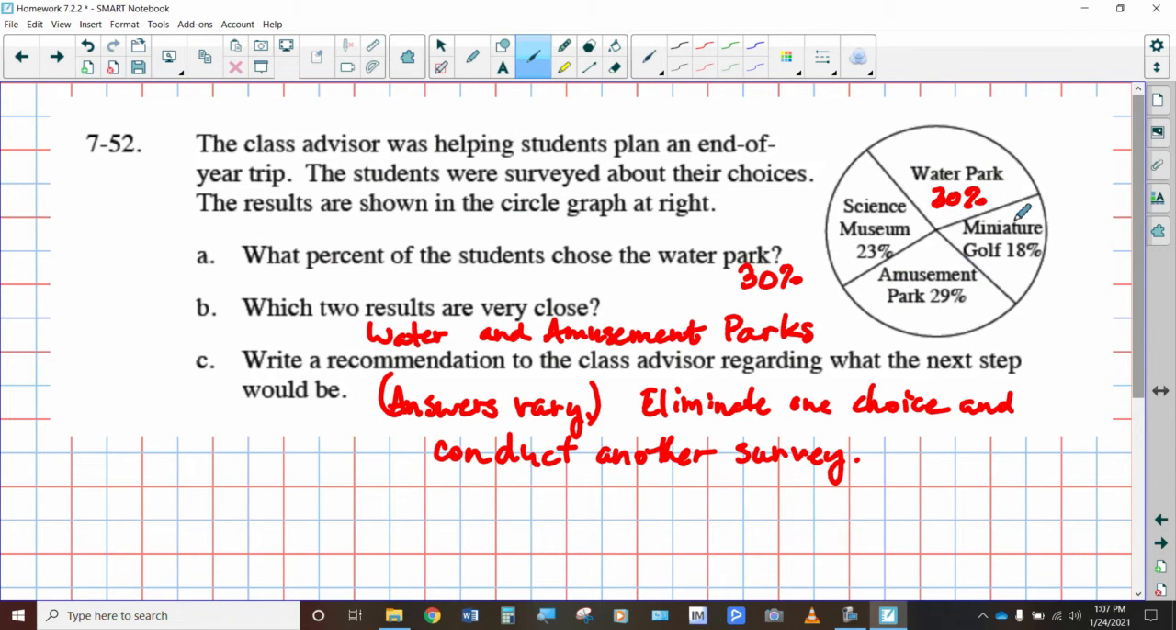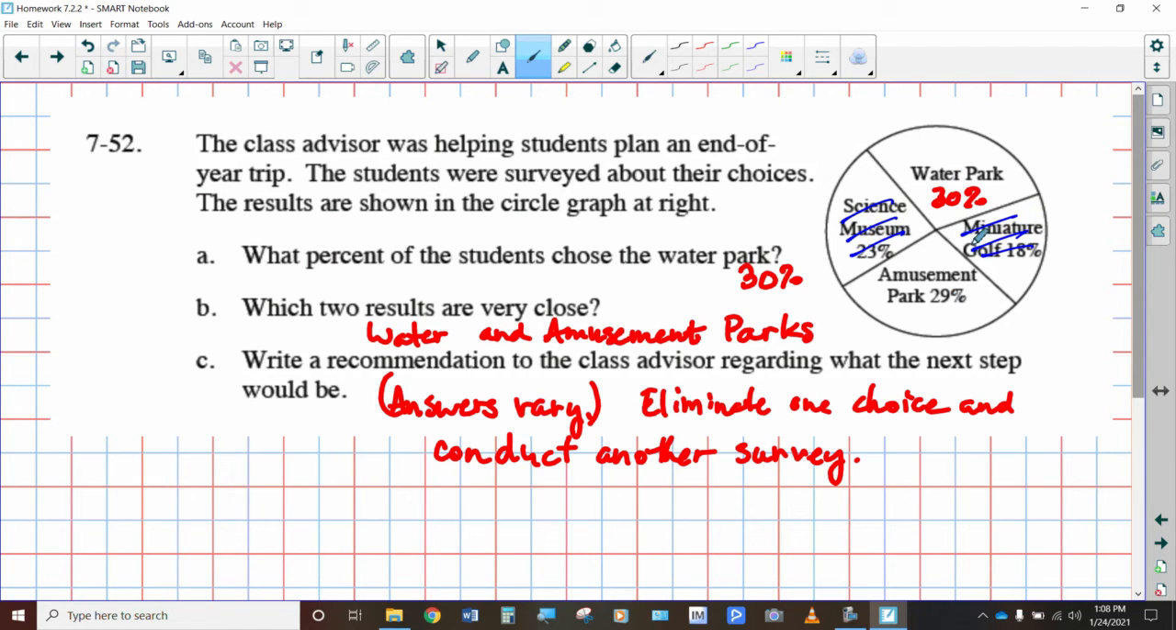You could say, all right, well, the one that won was, what are we going to call these? The end of year trip one is the water park because it got a majority of the students. None of them got over 50%. And so my choice would be, let's go ahead and get rid of the Science Museum and the miniature golf, and let's do it again.